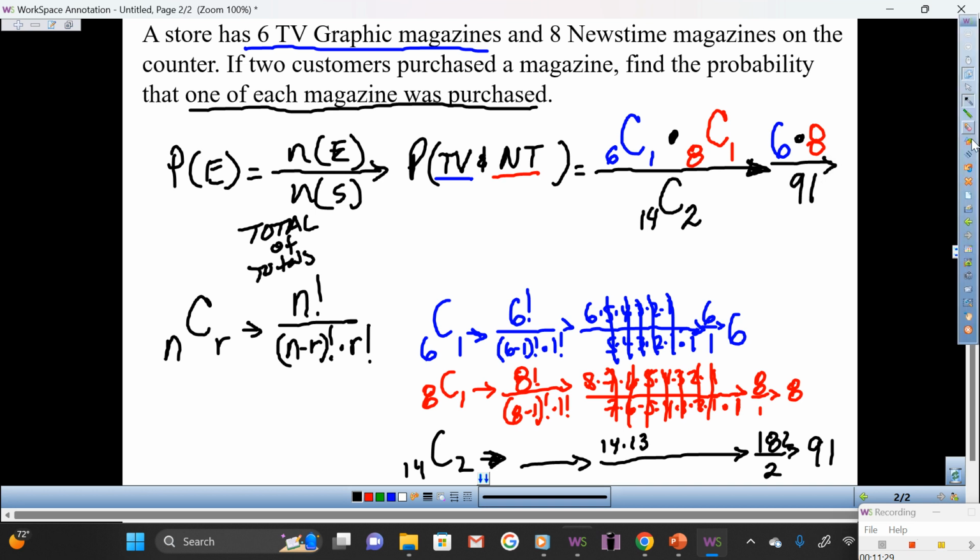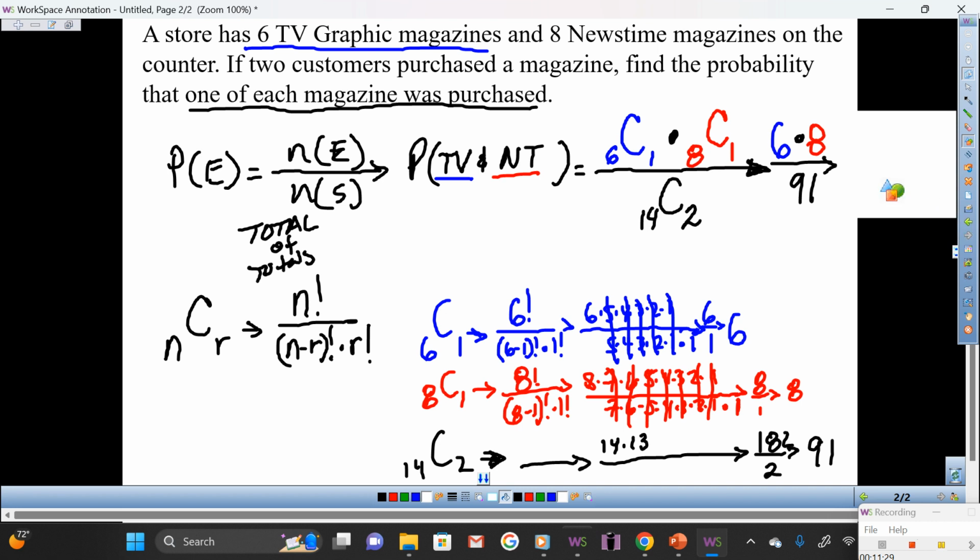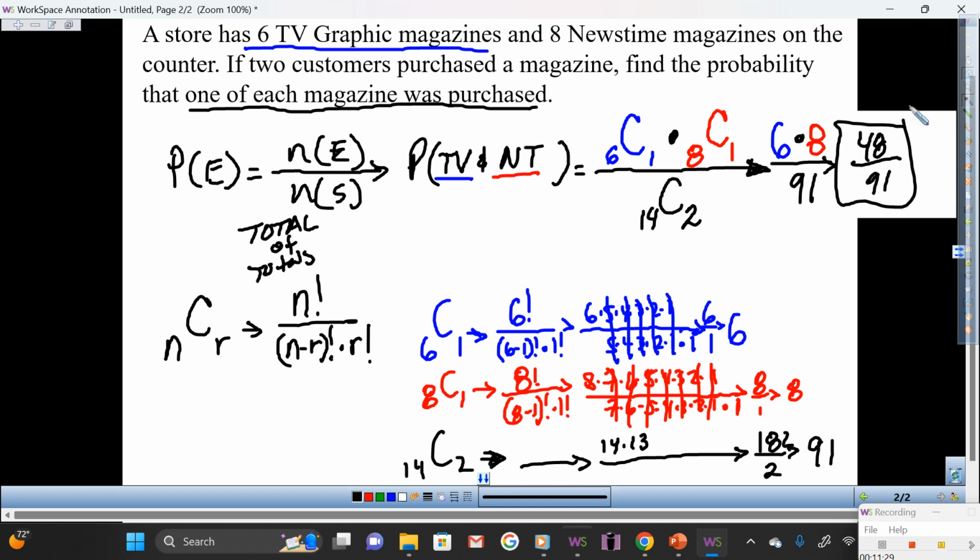So, the probability of one of each magazine being sold is 48 over 91. Hands, have you got that? Yes? All right. Woo-wee. Pretty good, pretty good. All right, send me your notes, hold on.